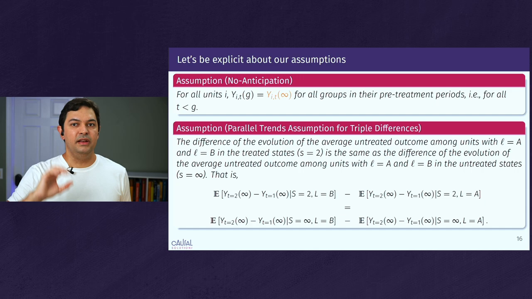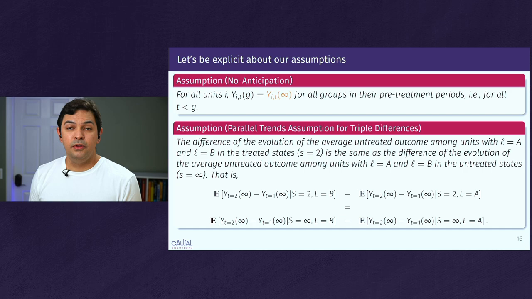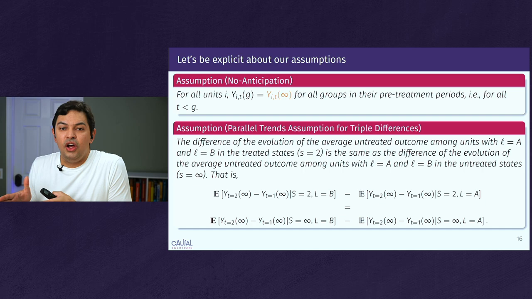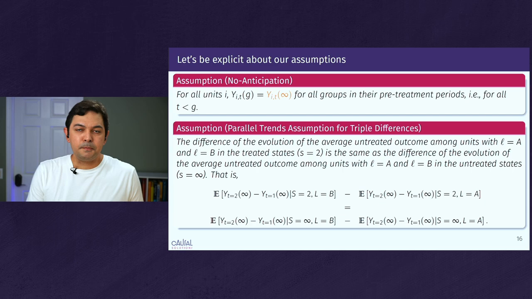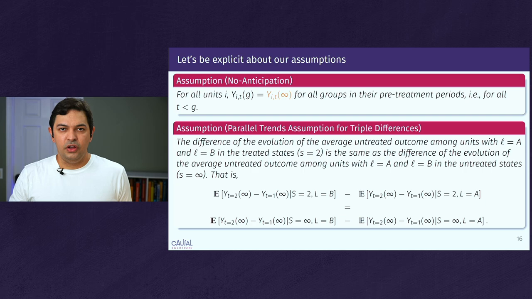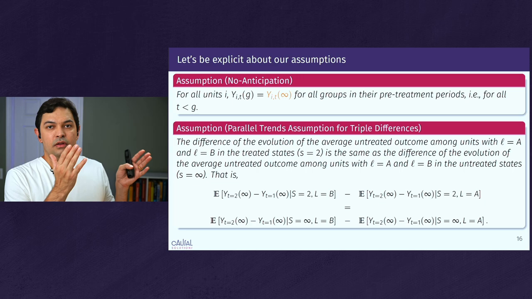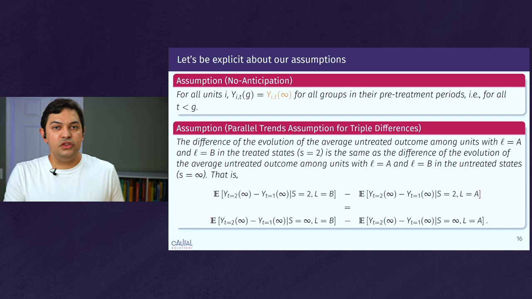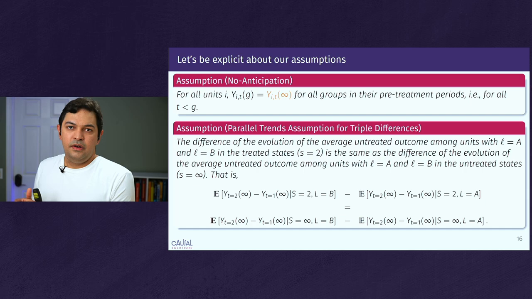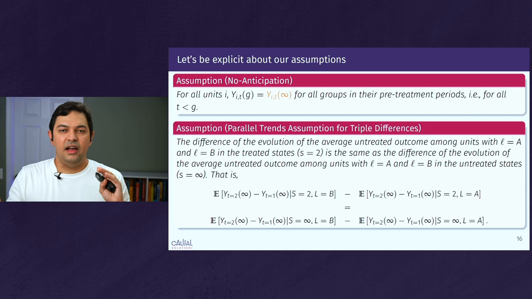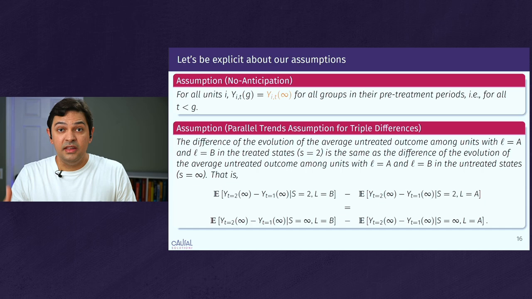What about the type of parallel trend assumption we're going to be making in triple differences? What does it look like? Here, it's going to be that the difference of the evolution of the average untreated outcomes among units in partition A and in partition B, so the difference of the evolution of the average hourly wage between married women 20 to 40 years old and those who are older than 40, or single males between 20 and 40, how the evolution of the earnings differs between these two groups is the same in treated states and untreated states.